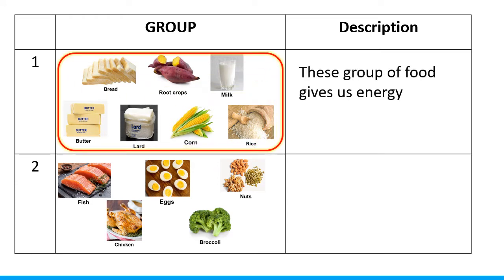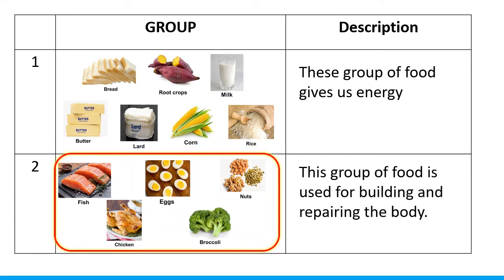Group 1 gives us energy that we use all day to move around like walking, running, breathing, and even thinking, and every heartbeat needs energy. Group 2 helps us build and repair the body like increase muscle mass and lengthen bones. This group also helps us mend our wounds.